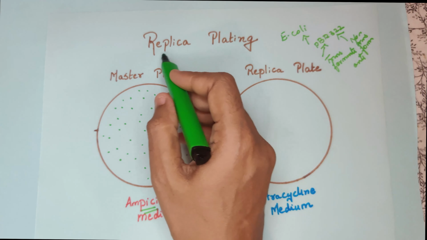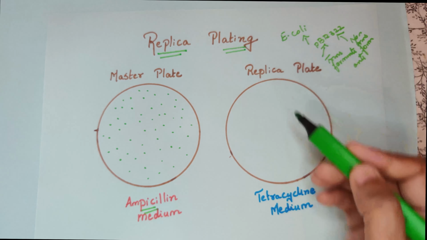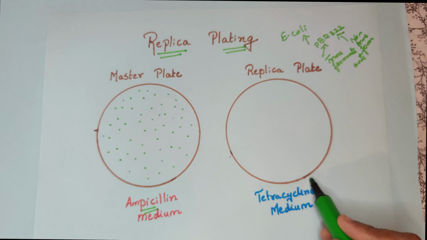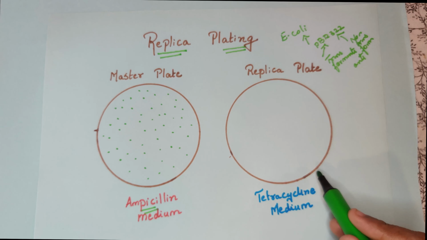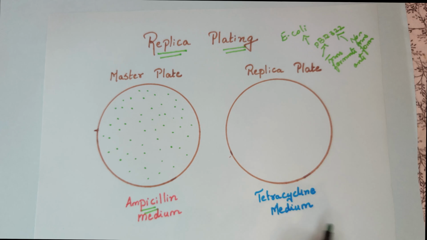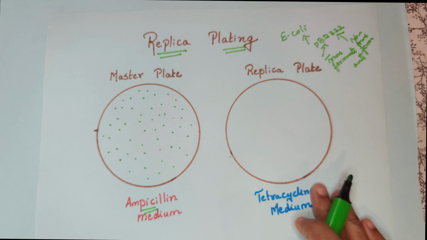Now let me come back to this. This entire procedure is called replica plating. What am I going to do here? In one plate I've added ampicillin along with agar. In another plate I'm adding tetracycline along with agar. So I'm mixing a powder of tetracycline antibiotic with agar and I'm going to put it in this plate now. So one plate contains ampicillin, another plate contains tetracycline.